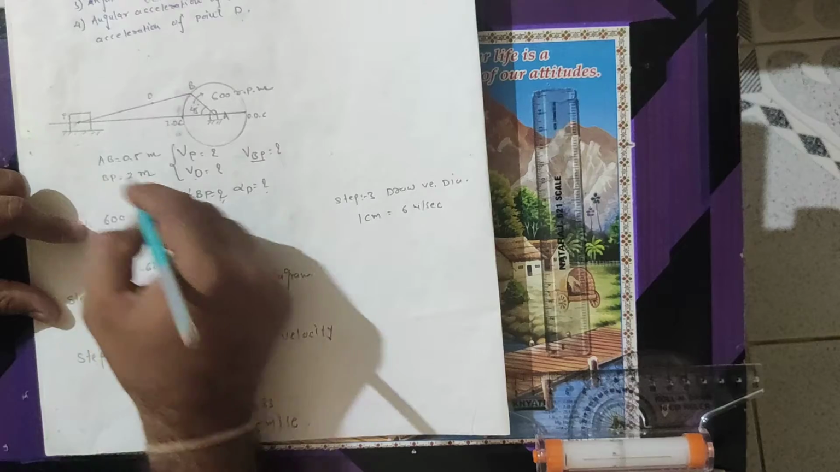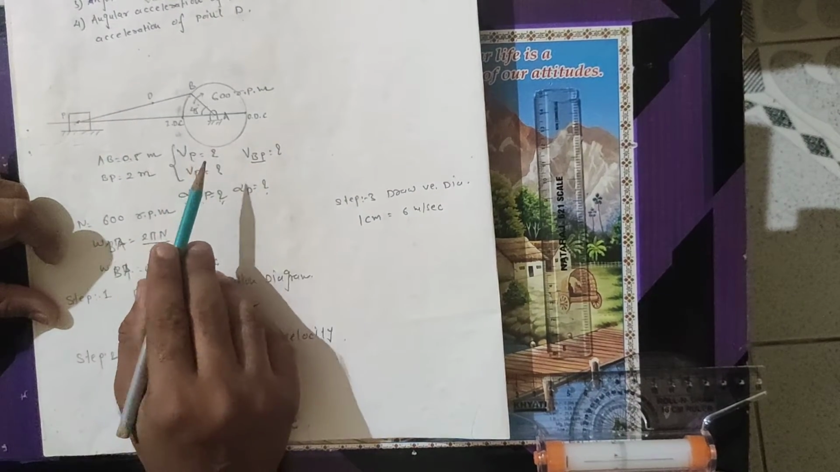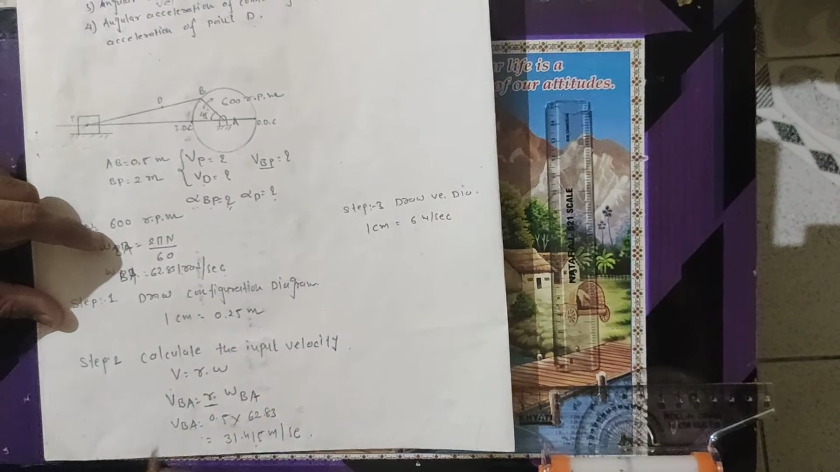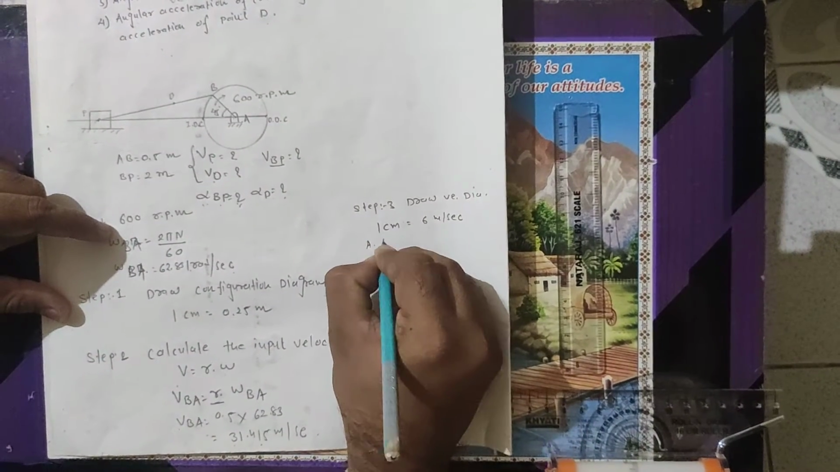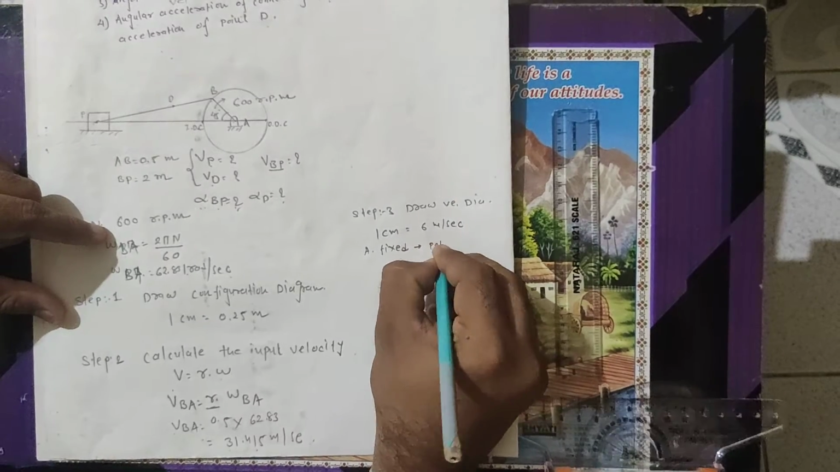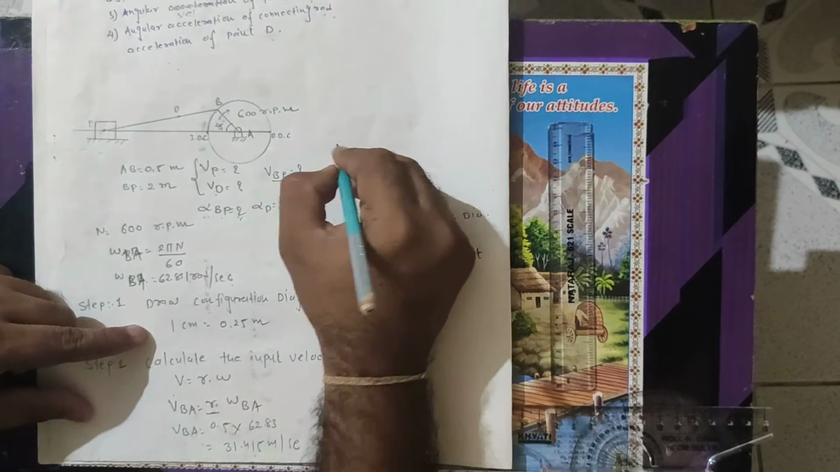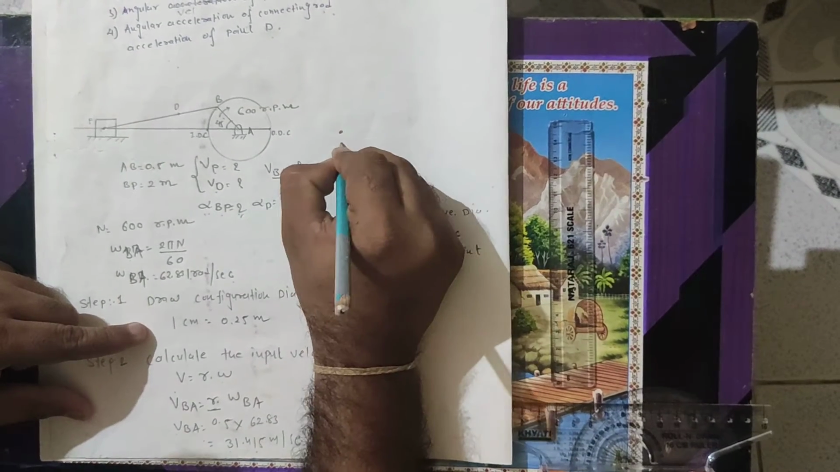Before drawing the velocity diagram, what do we have to identify? We have to identify which is our fixed point. So A is our fixed point. A is a fixed point, so we consider it as the pole point. Over here, that is the A point.